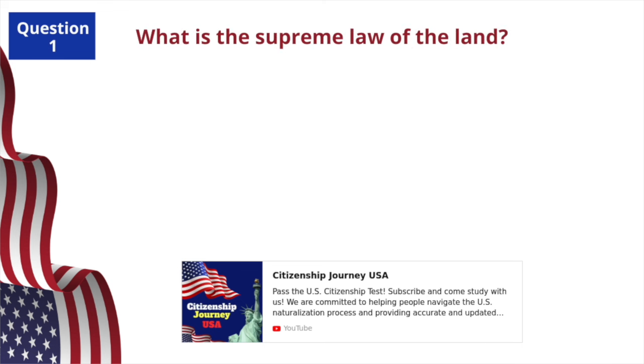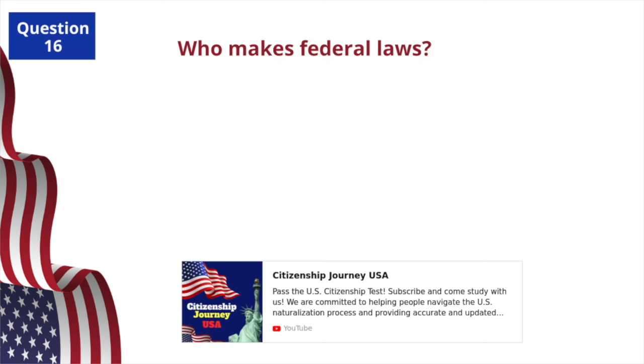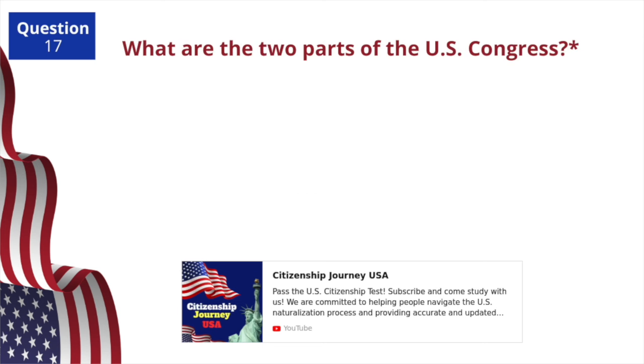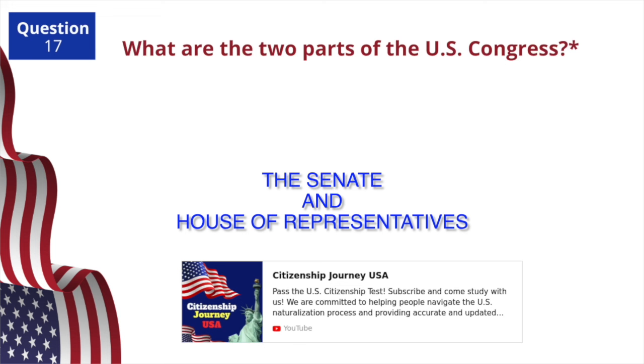What is the supreme law of the land? The Constitution. Who makes federal laws? Congress. What are the two parts of the U.S. Congress? The Senate and House of Representatives.